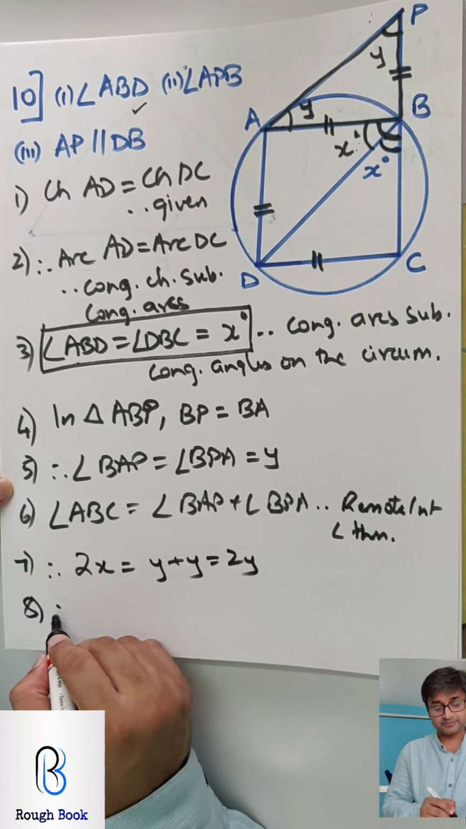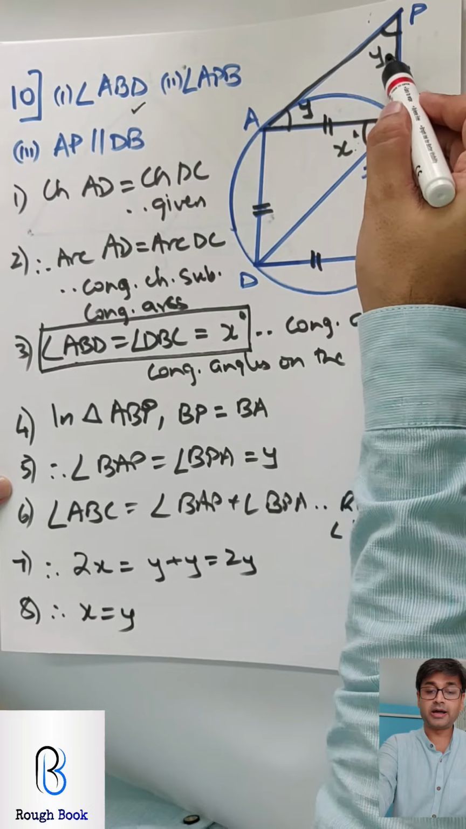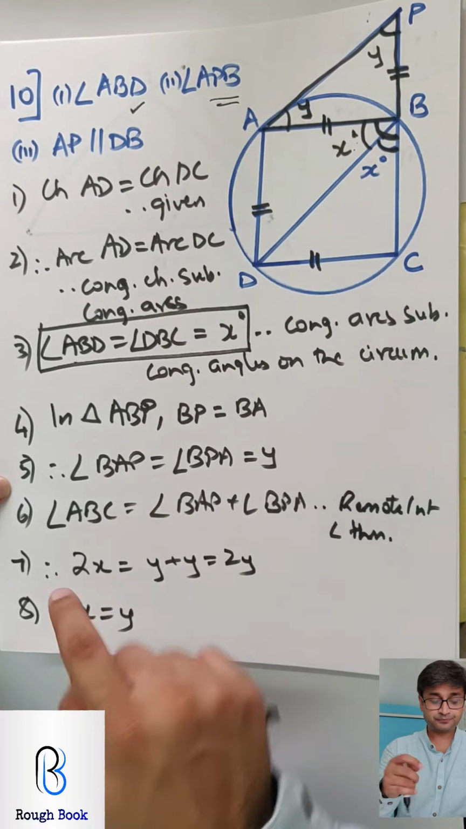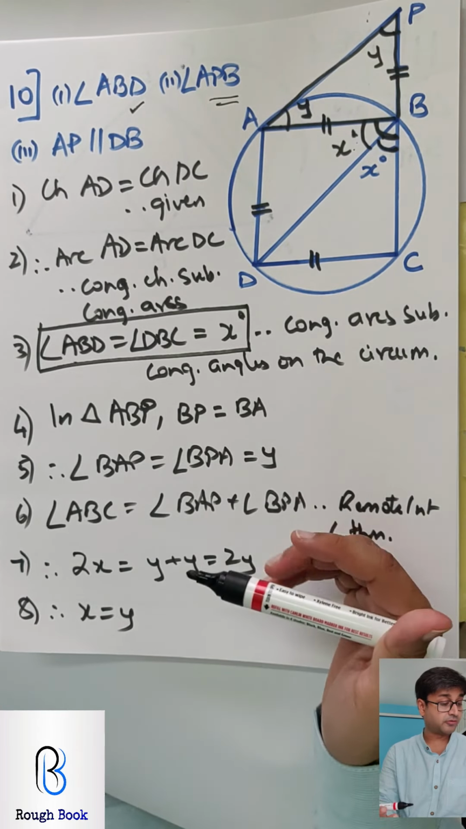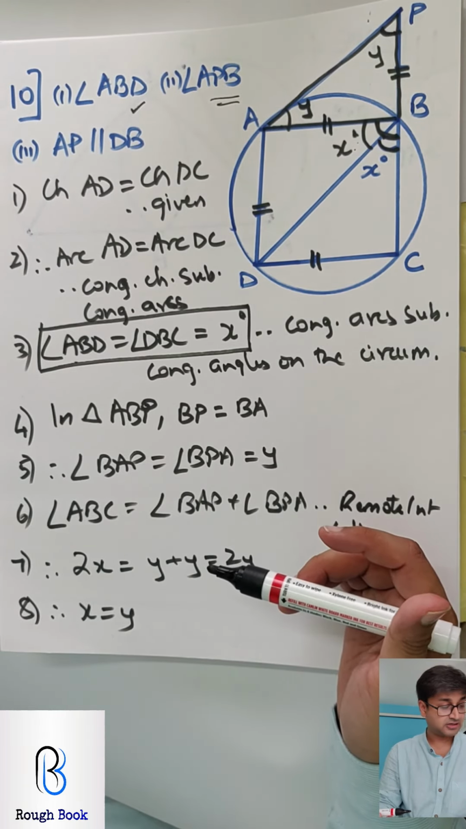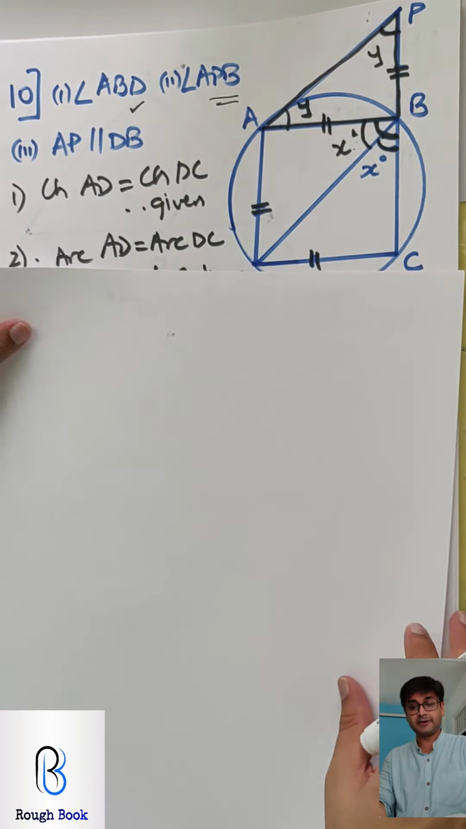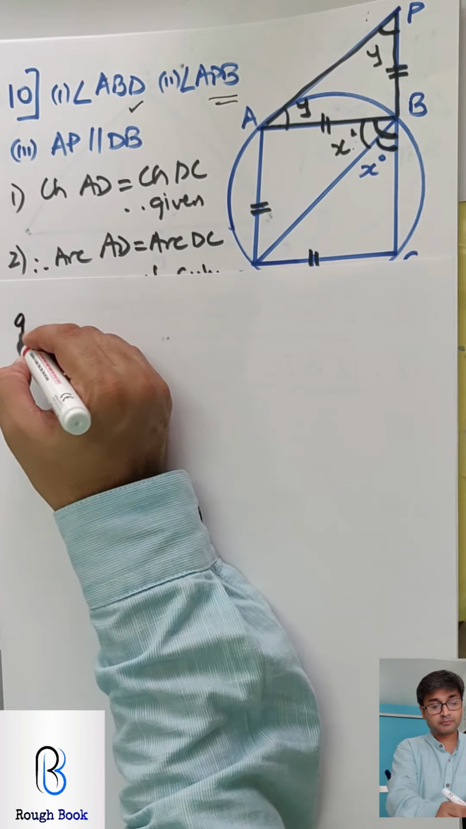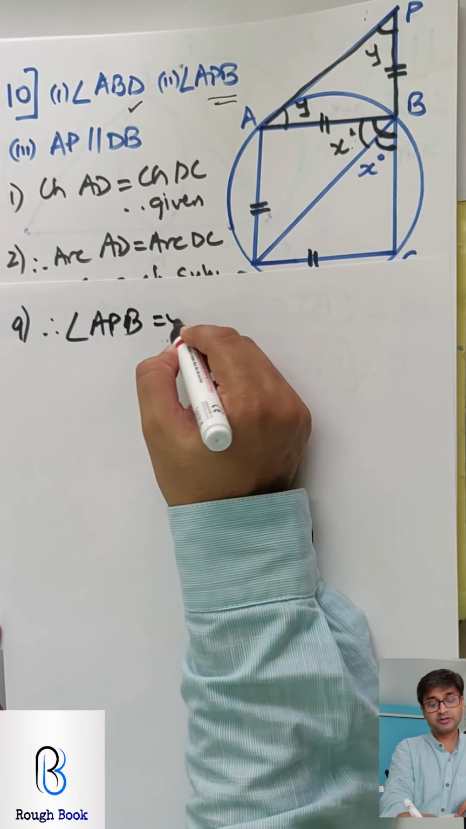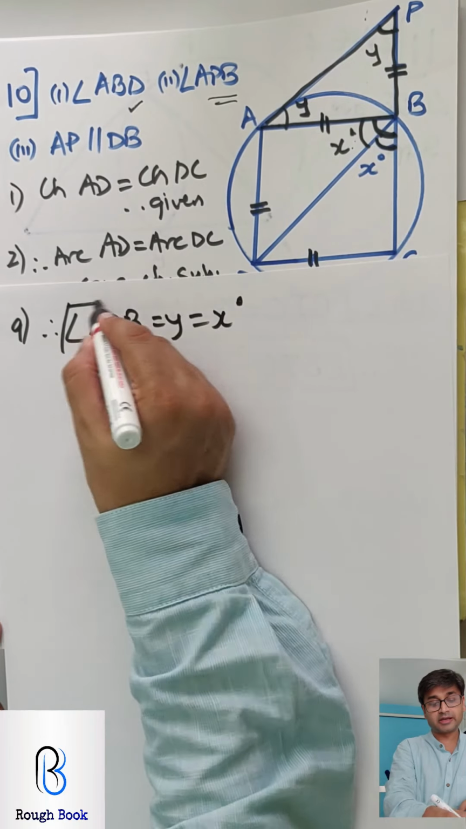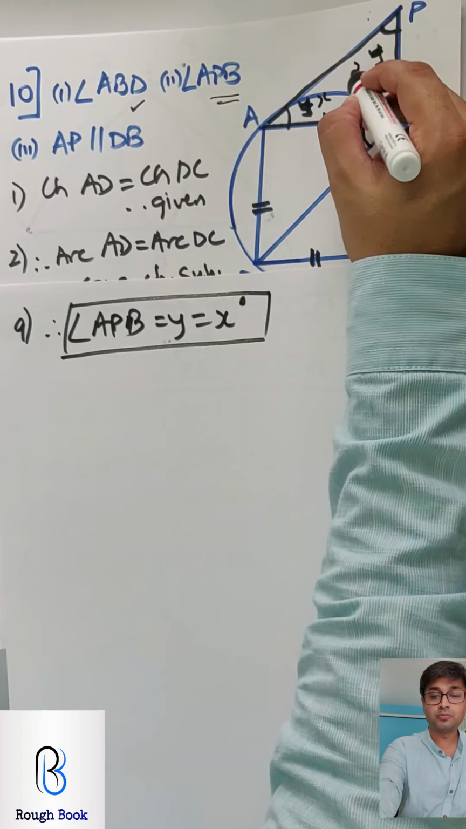So 2 gets cancelled, and finally x is equal to y. Now if x is equal to y, therefore this angle APB, which we have considered as y, also becomes x, because you have to give all the answers in terms of x. So finally I can say that therefore, step 9, angle APB is equal to y, which is equal to x. So we managed to get both of these in terms of x now, so both are x.